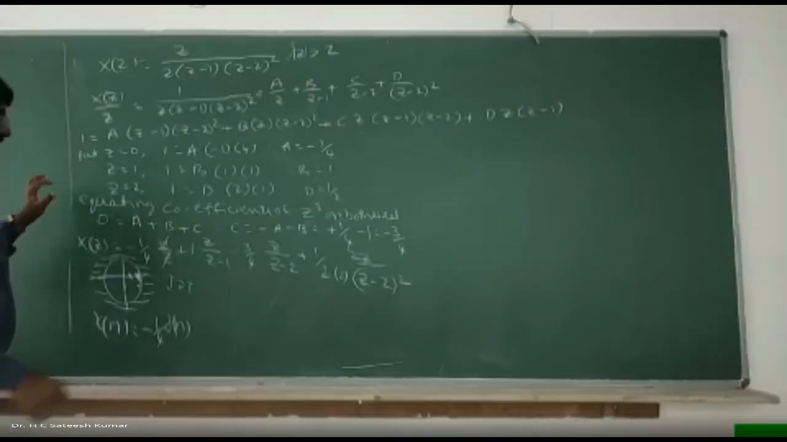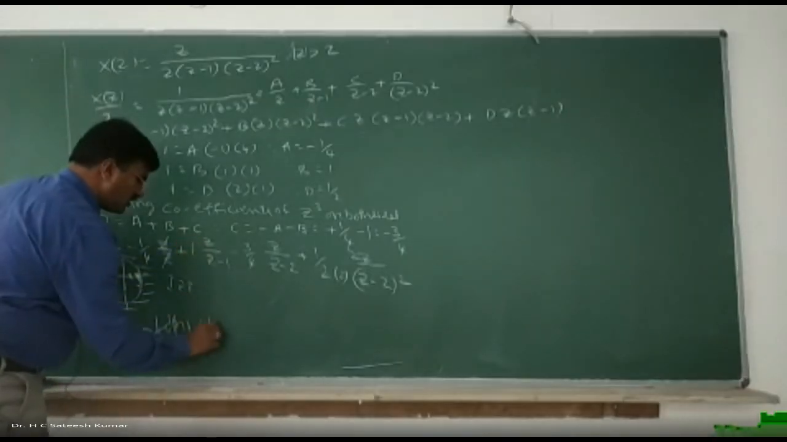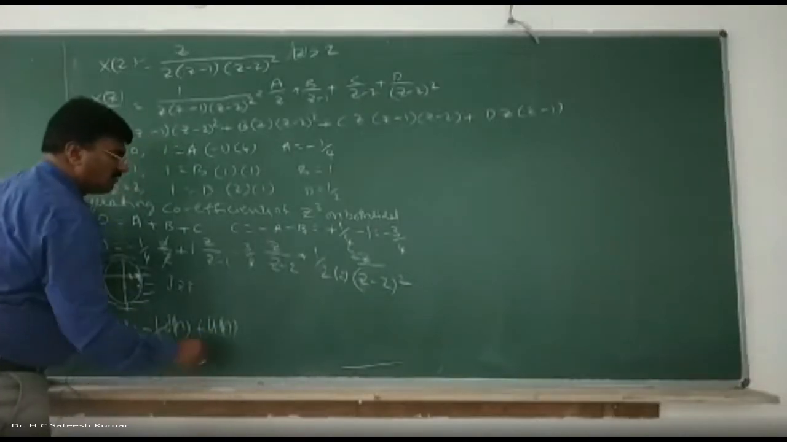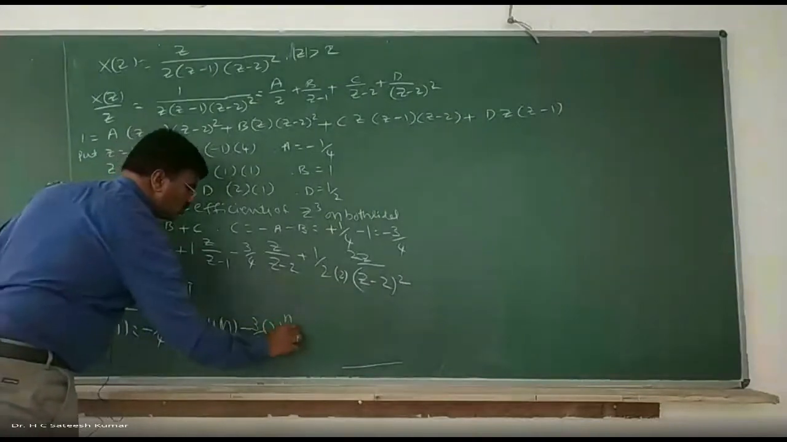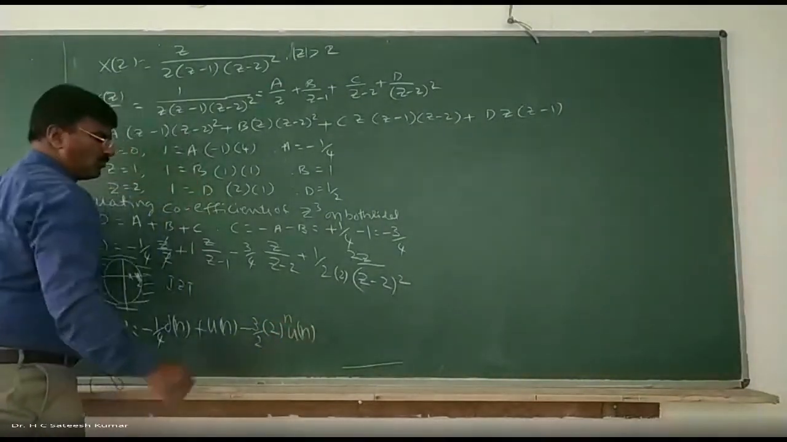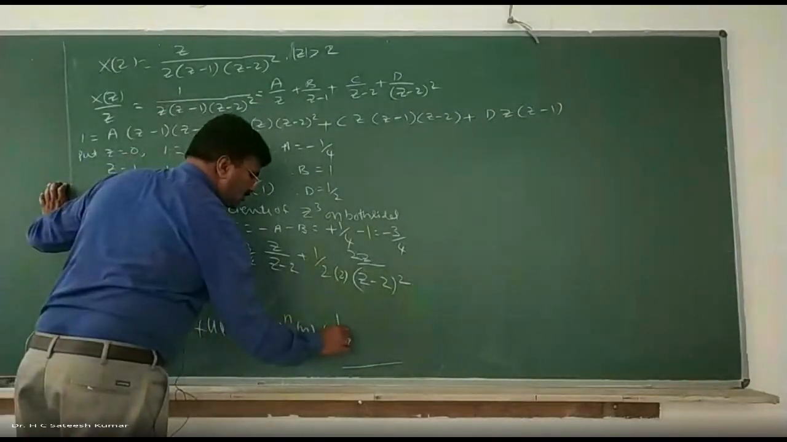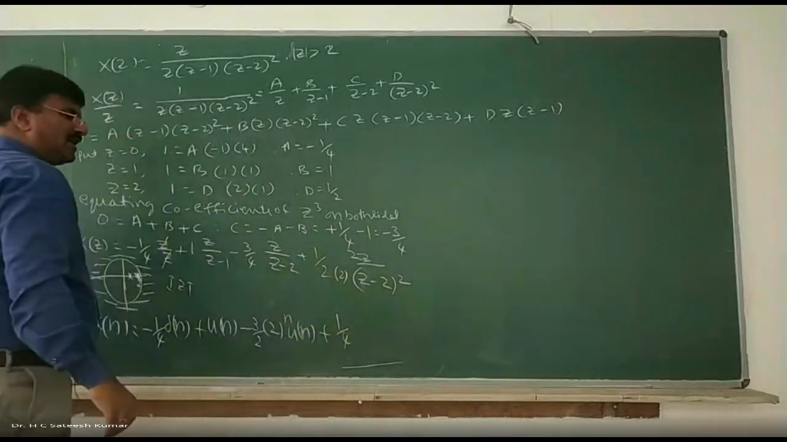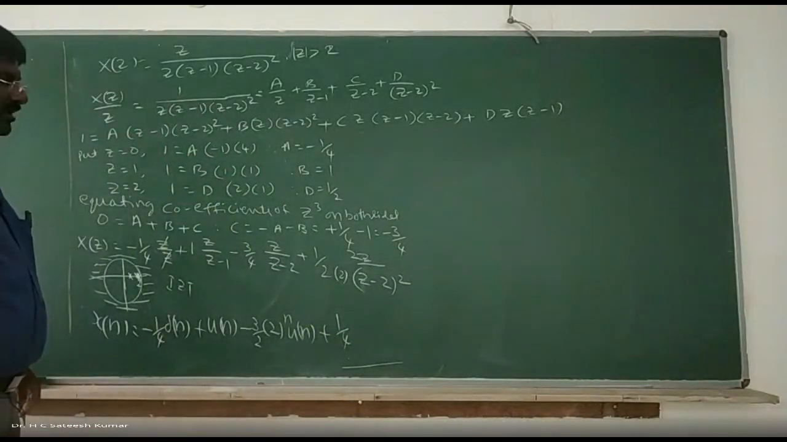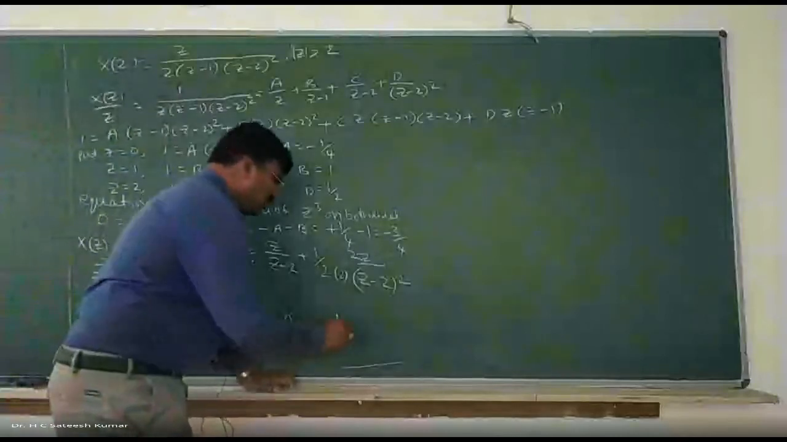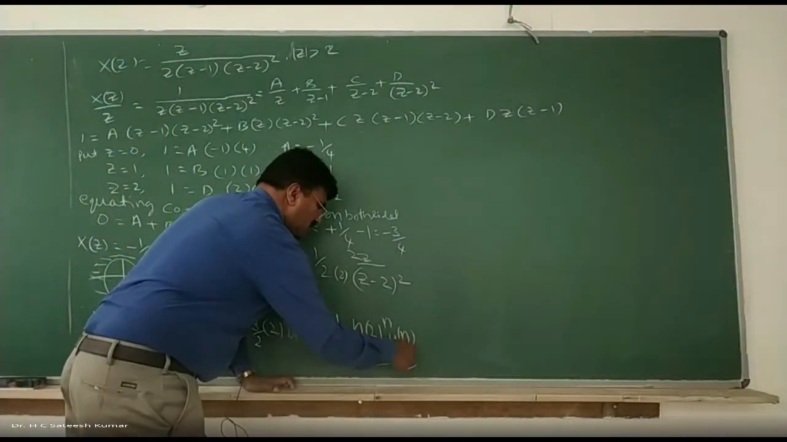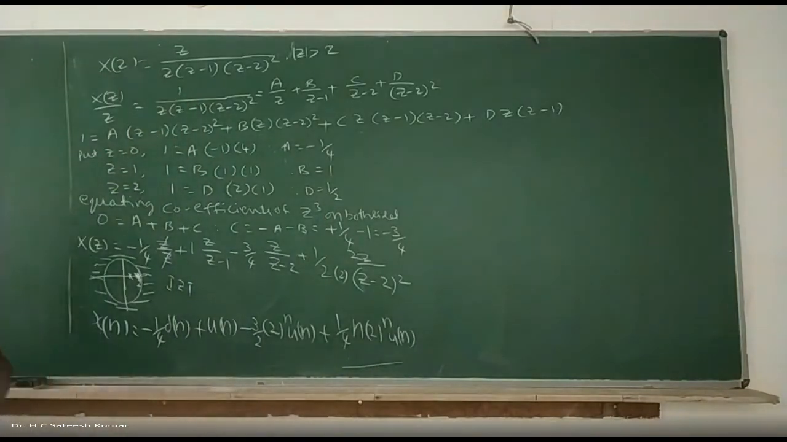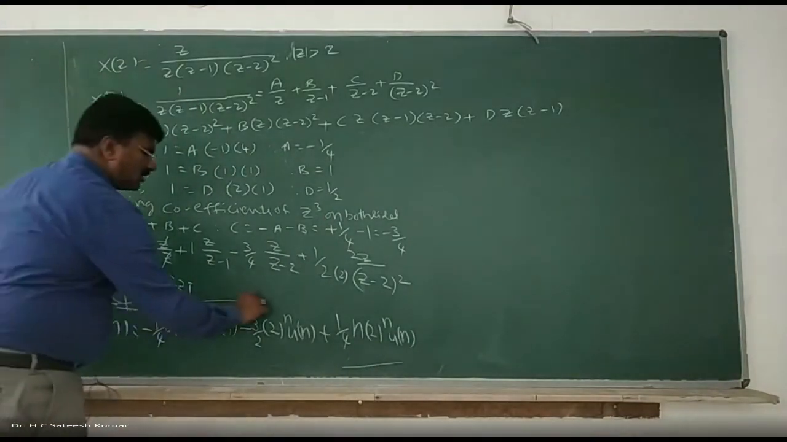And right-handed sequence, z divided by z minus 1 is what? U of n, minus 3 by 4 into what? 2 power n into U of n, plus 1 by 4, 1 by 2 into 2, 1 by 4 into az divided by z minus a whole square. Right-handed sequence is what? N into 2 power n into u of n. The standard relation says that what? N into a power n into u of n. So that's how we should do it.